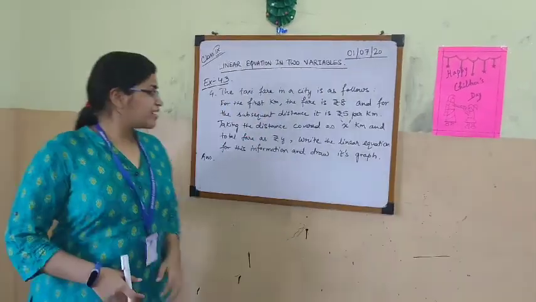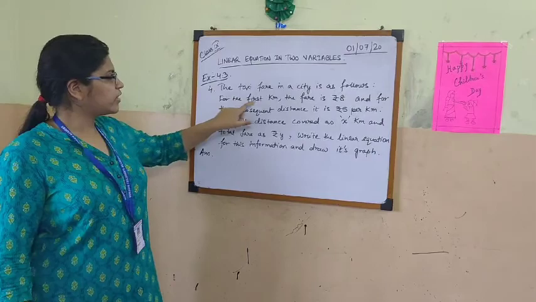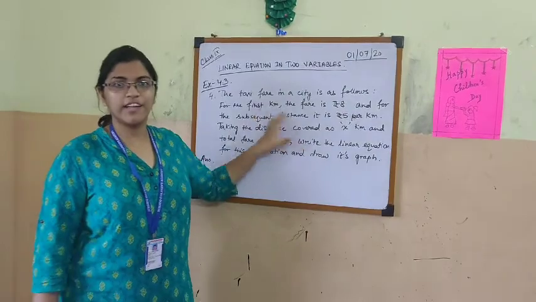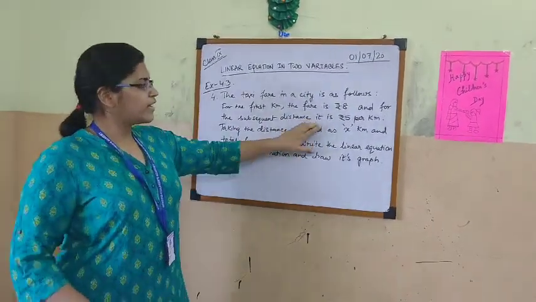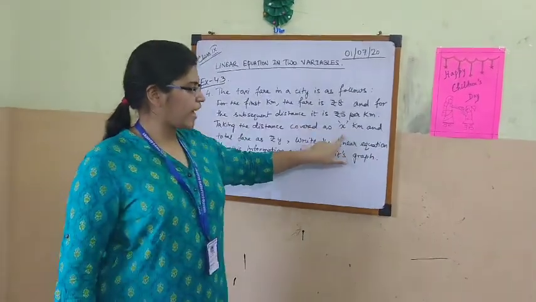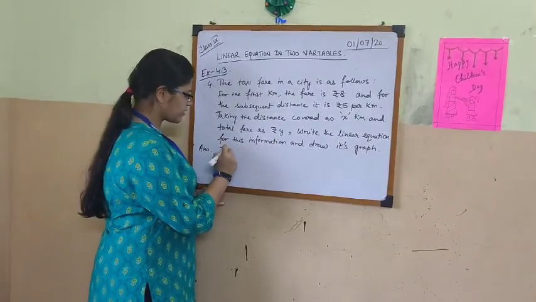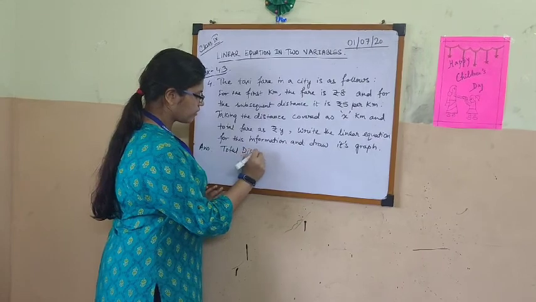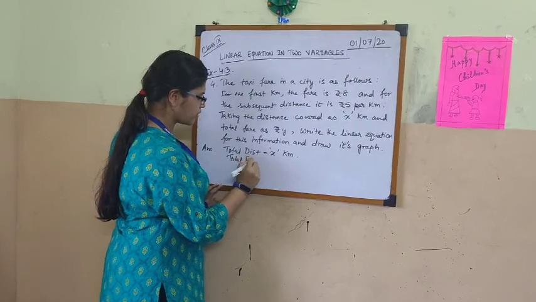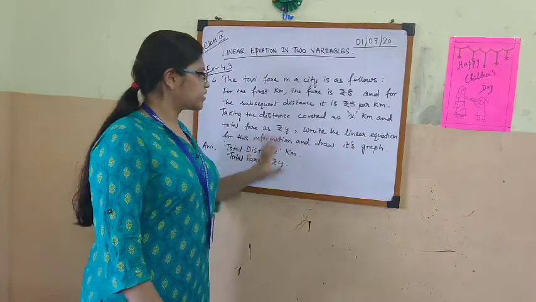Now the next question says the taxi fare in a city is as follows. It tells us that for the first kilometer the fare is rupees 8, and for the subsequent distance, subsequent meaning the remaining distance, it is rupees 5 per kilometer. Now it says taking the distance covered as x and total fare as y. That means total distance is x kilometer and total fare is rupees y. Then it says write the linear equation for this information.